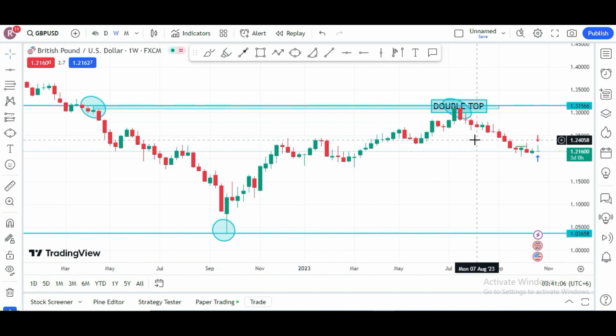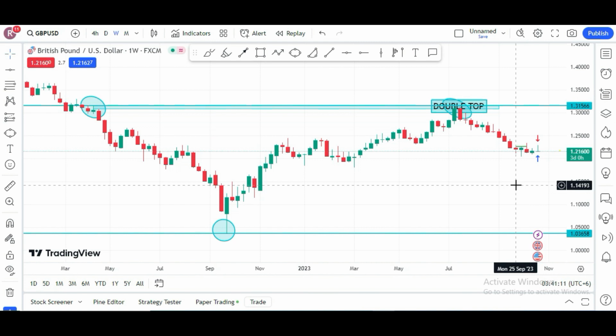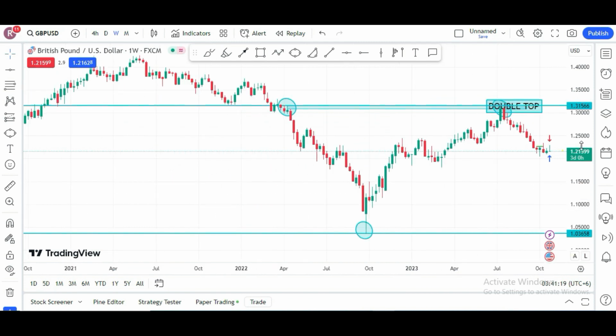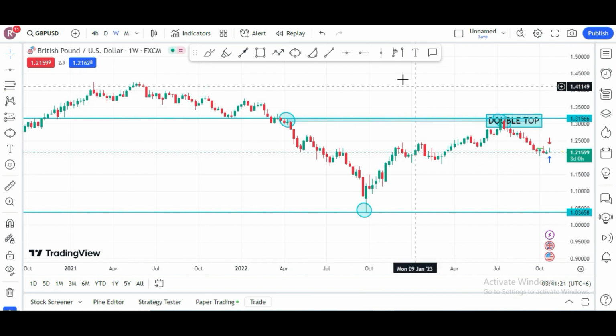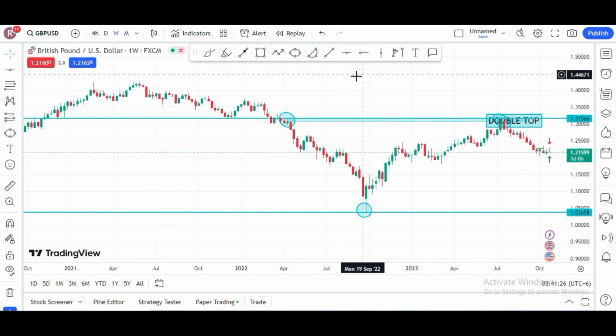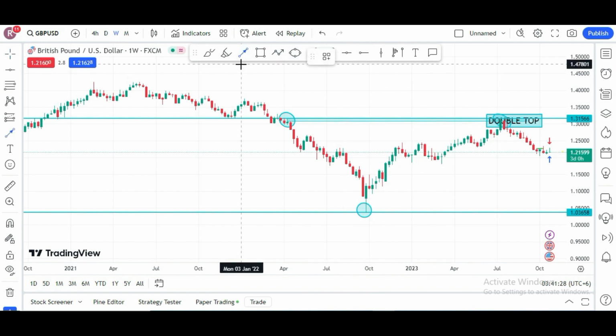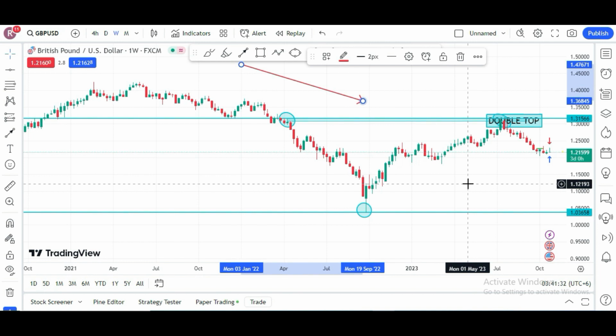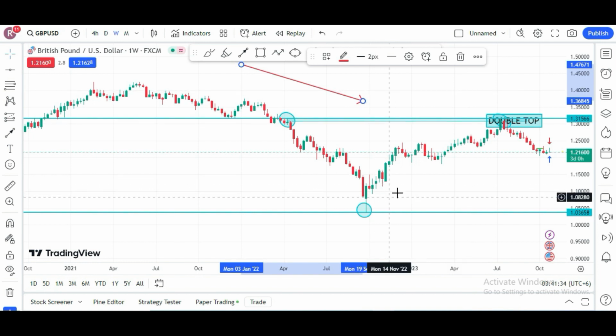So this is an uptrend and a double top formed. Now the market is going down. We know very clearly that the big trend is still a downtrend, but the market went against that to this level, and it formed a double top here.